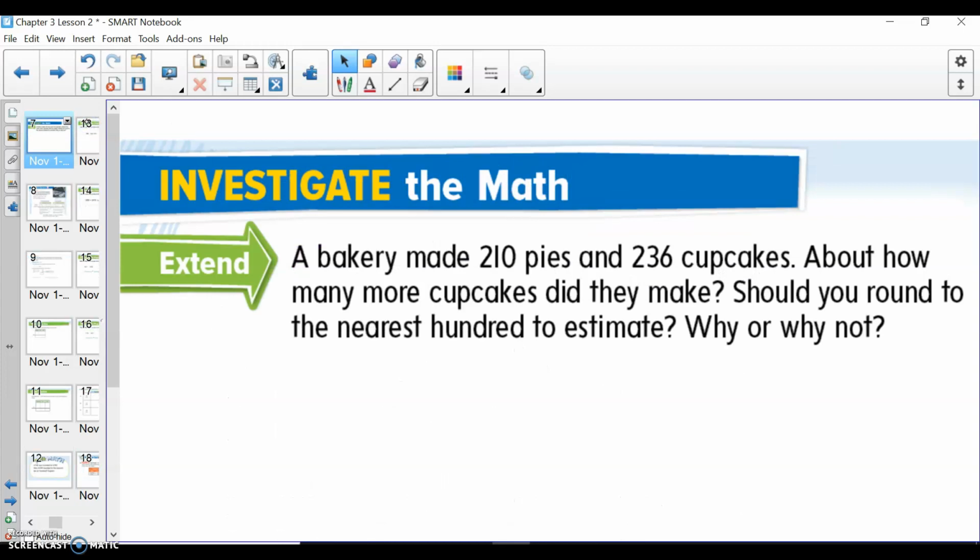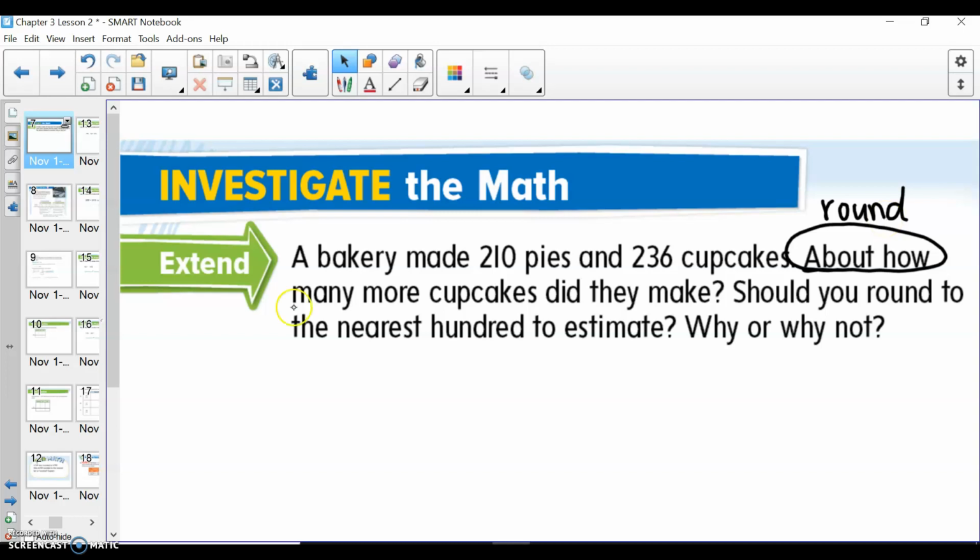It says a bakery made 210 pies and 236 cupcakes. About how, I can't even go any further. Remember when we see that word about how many, that should jump right out at you and you should automatically be thinking this word in your head. Rounding. We need to find an estimate. If it says about, it does not want us to use exact numbers for an exact answer. It wants us rounding for an estimate.